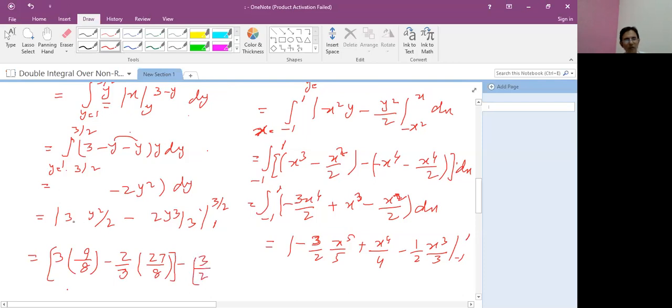1 squared is 1, 1 upon 2 multiplied by 3, so it means 3 by 2. When we put here 1, it means minus 2 over 3, for the first integral.